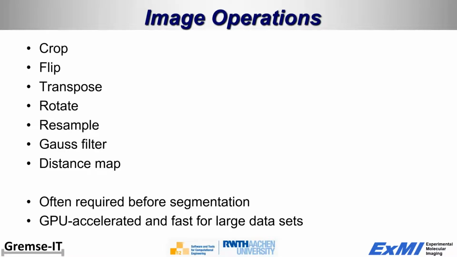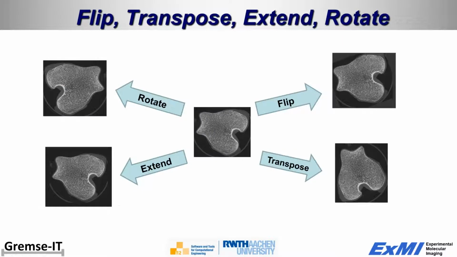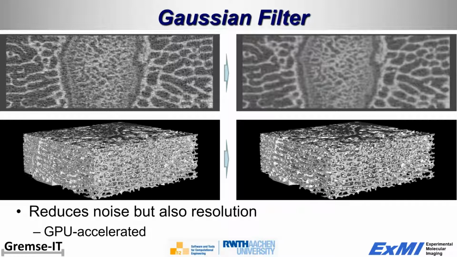Furthermore, you can perform a lot of image operations. Before starting to segment, you often would like to process your image, for example, by cropping. You might have a huge data set of here almost 9 GB, and that might be just too slow. So you can crop out a region of interest. You get a much smaller file that is easier to work with. Then you can adjust your image by rotating it. You can flip it, transpose, or extend it on the borders. Or you can apply a Gaussian filter here, because sometimes it's just too noisy to process, and then you can filter it, which makes it more smooth. You lose some resolution, but sometimes it's still the better approach.